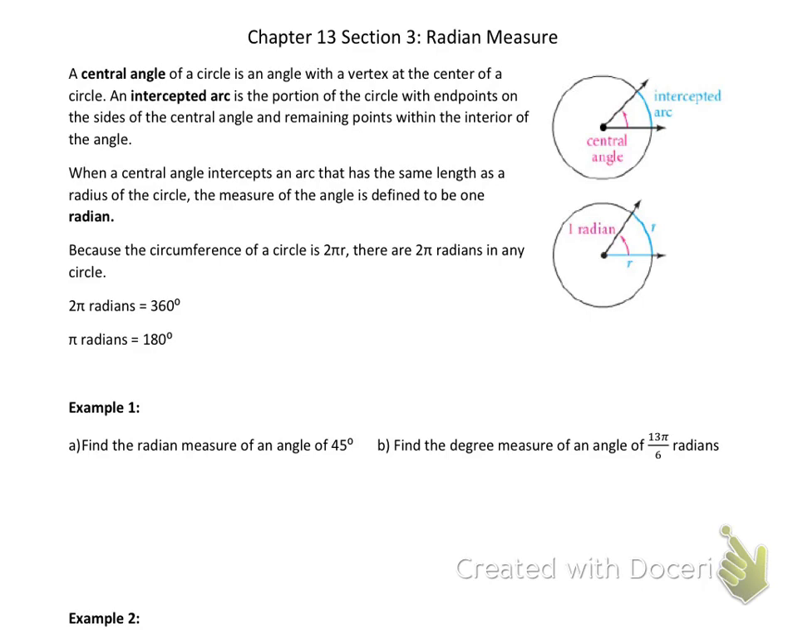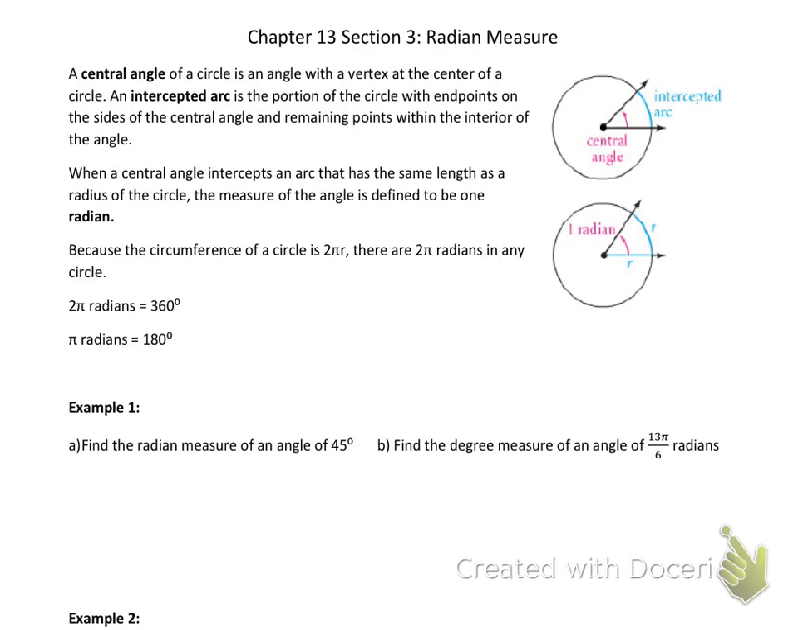Because the circumference of a circle is 2 pi r, there are 2 pi radians in any circle at all. Now, we normally like to talk about a unit circle, but it doesn't have to be. 2 pi radians is 360 degrees, because that's how long it takes to get all the way around a circle. So pi radians equals 180 degrees, and that's what we're going to be using as a conversion unit.